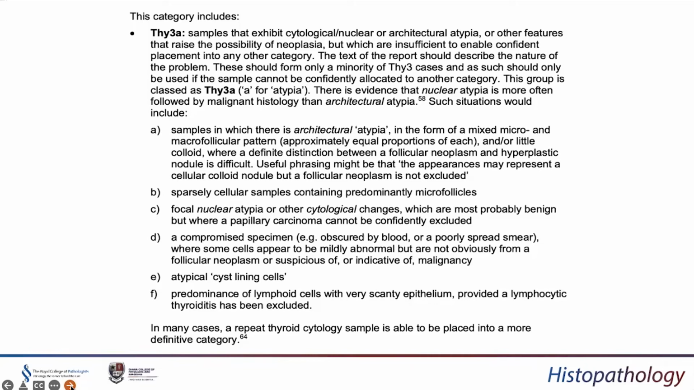This is an example of the thyroid cytology data set, and the thyroid cytology has got detailed information about the Thy classification, which is what we use in the UK. I know there's the Bethesda classification as well, but that's what we use in the UK. And actually what's really helpful here is that it gives you all the specific situations where you might use a Thy3A, so the atypia category for thyroid. And again, this is to make sure that the Thy3A category is used in only the minority of cases, and making sure you're consistently allocating that case to a specific category rather than having everything dumped into an atypia category.